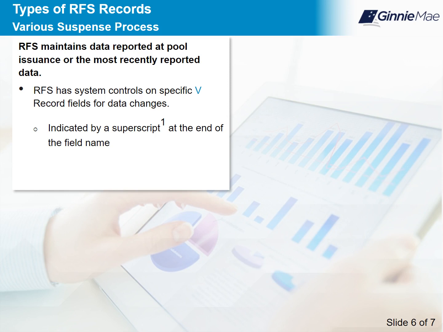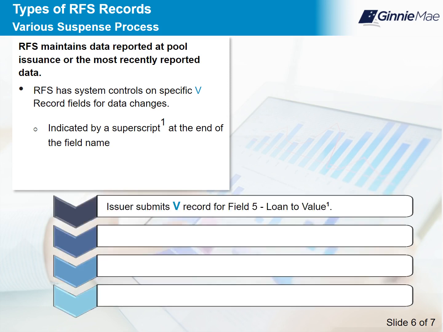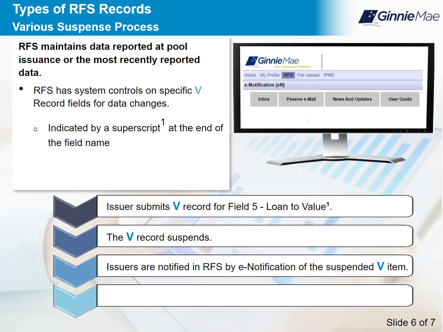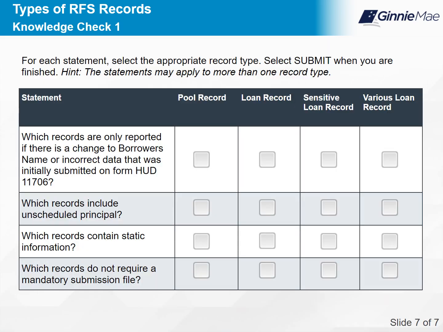Let's examine the various suspense process. If a various loan record for field 5, loan to value 1, is submitted, the record will suspend. The issuers are notified in RFS by e-notification when they have a suspended V item. RFS Operations contacts the issuers to provide instructions by emailing Ginny Mae Various at Deloitte.com. Select Next to continue. Now, check your understanding.